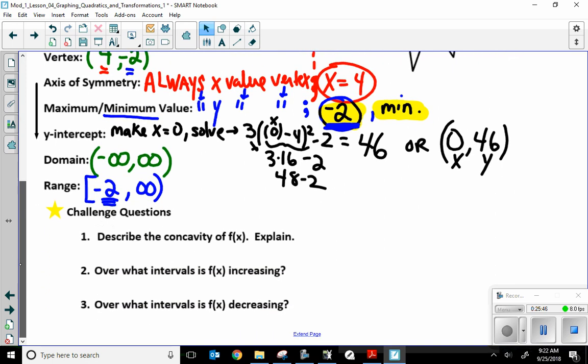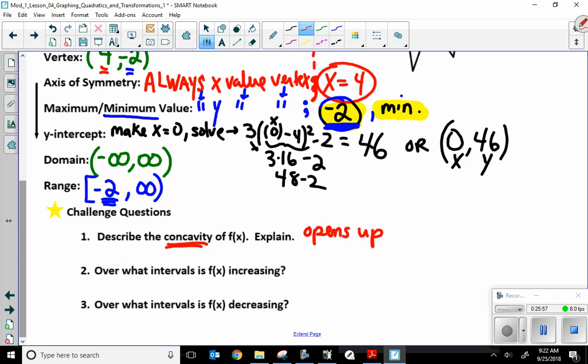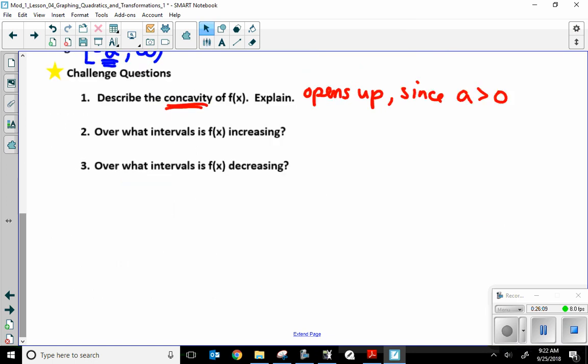Now, describe the concavity. That's just kind of telling you the way it opens. This opens up. Explain. Since my A value is bigger than 0, we have a positive A value, so it opens up. All right? Now, these last two questions talk about increasing or decreasing.